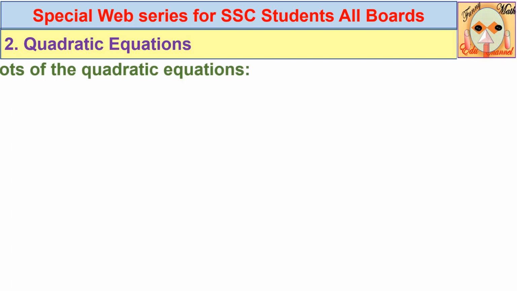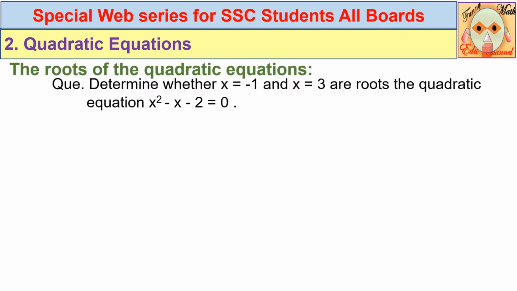Now we are going to determine whether x is equal to minus 1 and x is equal to 3 are roots of the quadratic equation x square minus x minus 2 equal to 0. This is the same question: we have to determine whether minus 1 and 3 are the roots. For that, what you have to do is put x equal to minus 1 and x equal to 3. If LHS and RHS are equal, then you say that it is a root.